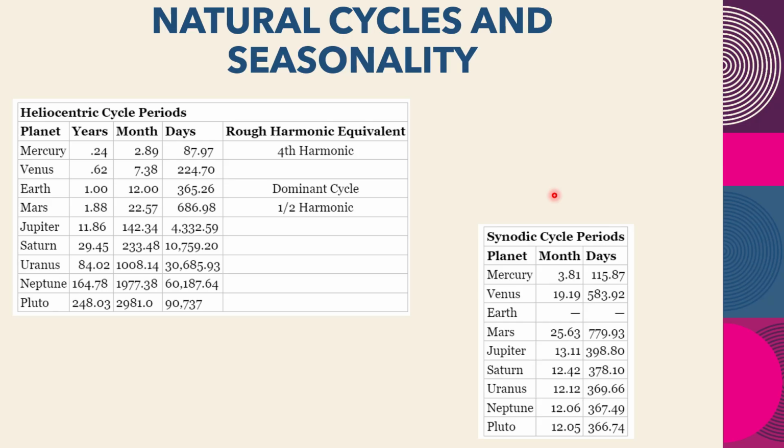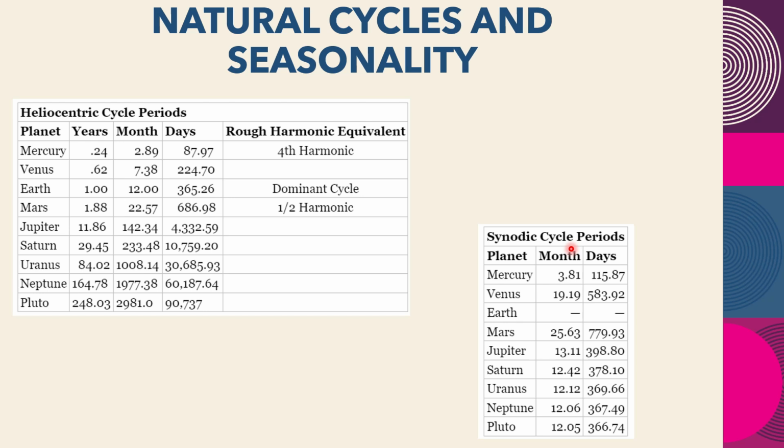Natural cycles and seasonality. These are the various heliocentric cycle periods. Heliocentric means the time a planet takes to orbit around the sun and come back to its position. So Mercury takes this time, Venus takes, Earth takes, all these planets take this time, and we observe cycle patterns in this. Similarly, the synodic cycle period means, with reference to Earth and Sun, how many days or how much time it takes a planet to come to the same position.